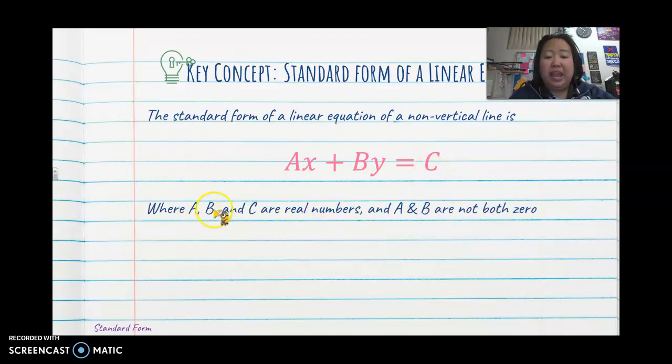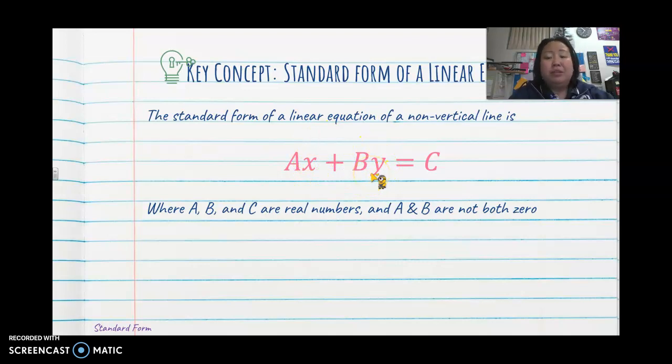So you will see that a, b, and c are any real numbers, and that it is important that a and b are not both zero. One of them could be zero, but not both of them equal to zero, okay? So what you can see here is that x and y are together on one side of the equation, and then the constant is on the other side of the equation. So that's how it would look like. And typically when you have your standard form, you always mention the x first, followed by the y.